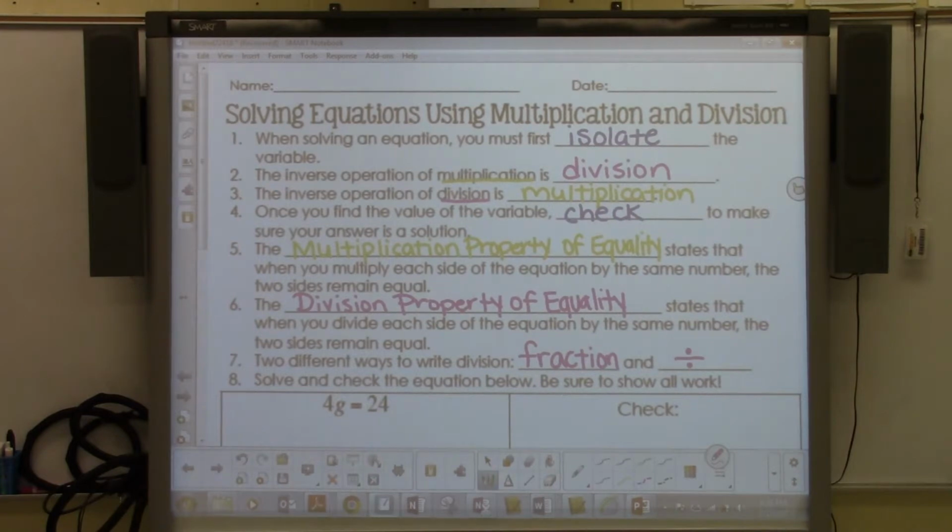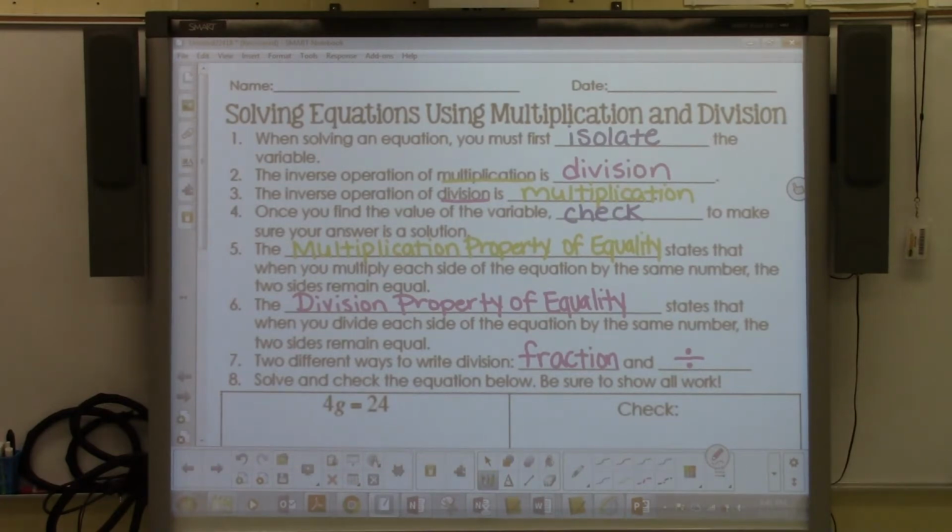The multiplication property of equality, just like that of addition and subtraction, states that when you multiply each side of the equation by the same number, the two sides will remain equal. And very similarly, the division property of equality states that when you divide each side of the equation by the same number, the two sides will remain equal.